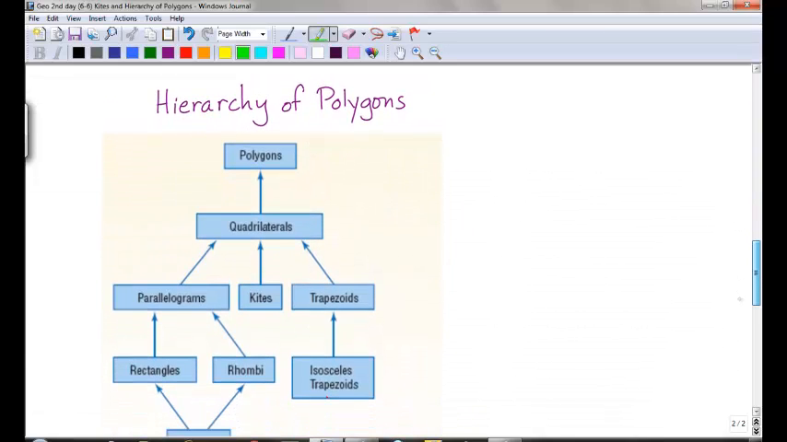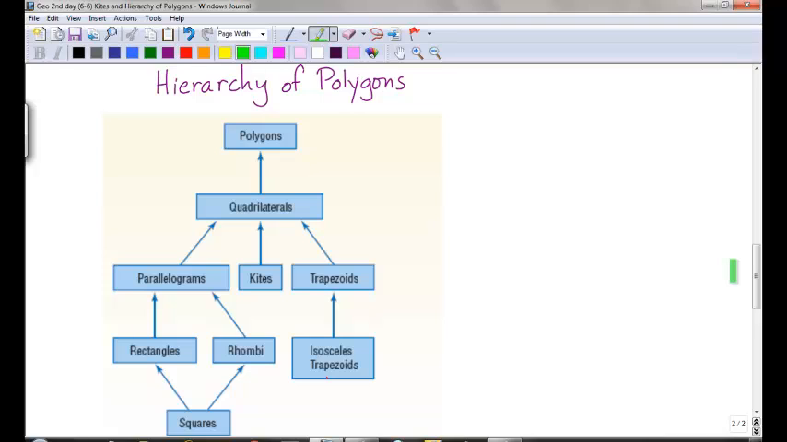Here's another drawing that kind of ties it all together, and the author called it the hierarchy. Start all the way down at the bottom. Give yourself probably a half a page. Spell that right: H-I-E-R-A-R-C-H-Y. The hierarchy of polygons. Start all the way down at the bottom and put squares, and then an arrow going out of the squares. One arrow goes to rectangles.